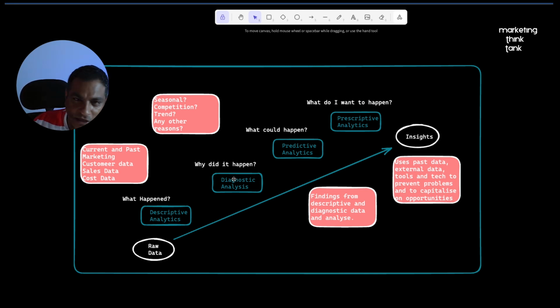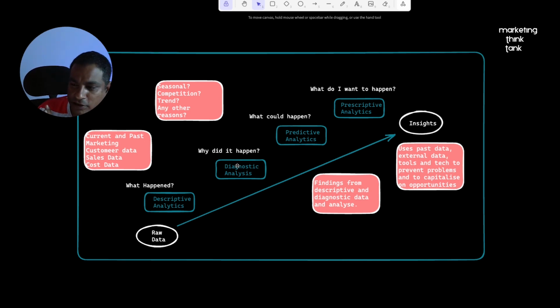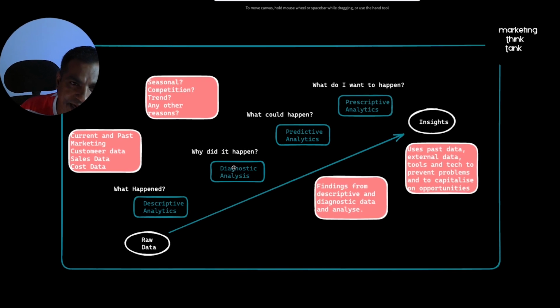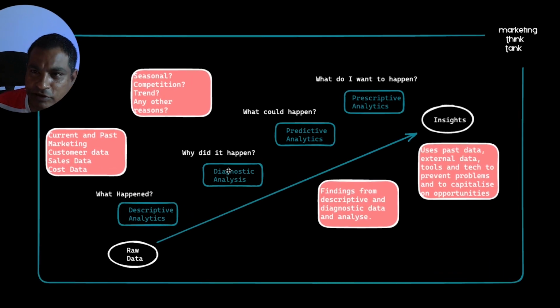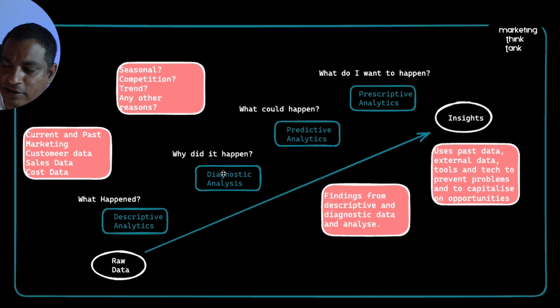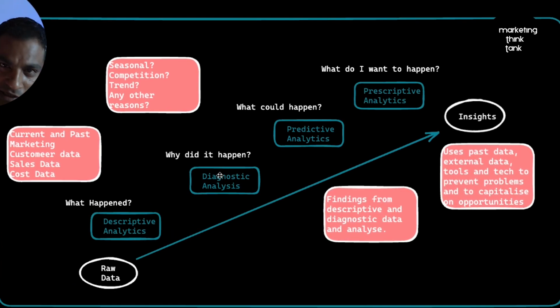Now, let's look at what each of these things mean. Descriptive analytics is what has happened in the past, which is your traditional way of looking at analytics, right? You look at your marketing campaigns, you try and analyze what happened in the past, and then you analyze those results, and you look at your sales data, cost data, and then you come up with something, right?